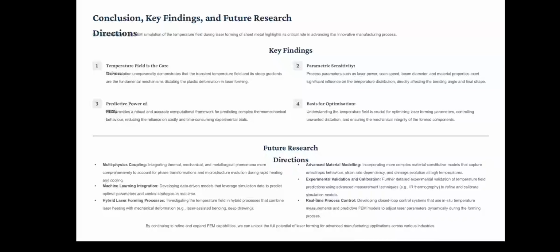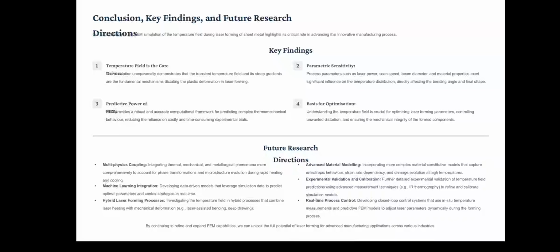Conclusion: key findings and future research directions. Key findings: temperature field is the core. Simulation demonstrates that the transient temperature field and its steep gradients are the fundamental mechanisms dictating plastic deformation in laser forming. Parametric sensitivity: process parameters such as laser power, scan speed, beam diameter, and material properties exert a significant influence on the temperature distribution, directly affecting the bending angle and final shape. Predictive power: FEM provides a robust, accurate computational framework as a basis for optimization. Understanding the temperature field is crucial for optimizing laser forming parameters, controlling unwanted distortion, and ensuring the mechanical integrity of the formed components.